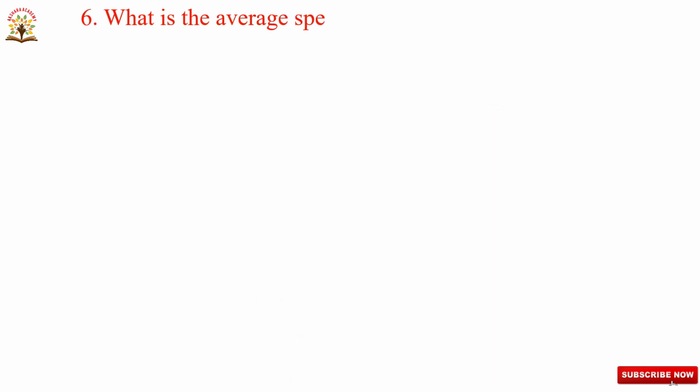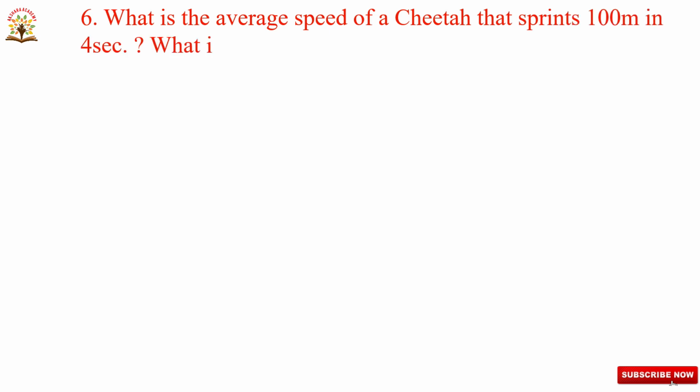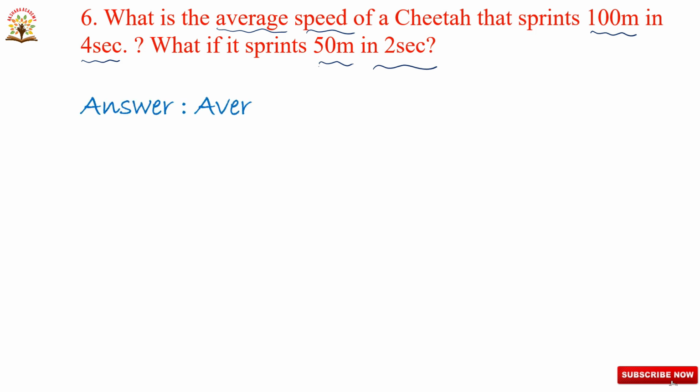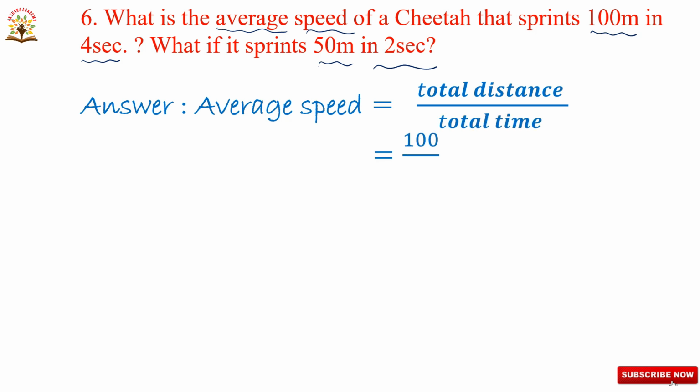What is the average speed of a cheetah that sprints 100 meters in 4 seconds? What if it sprints 50 meters in 2 seconds? Here we have to calculate average speed. The cheetah sprints a distance of 100 meters in 4 seconds. What if it sprints 50 meters in 2 seconds? Okay, let us discuss. Average speed is equal to total distance by total time taken.